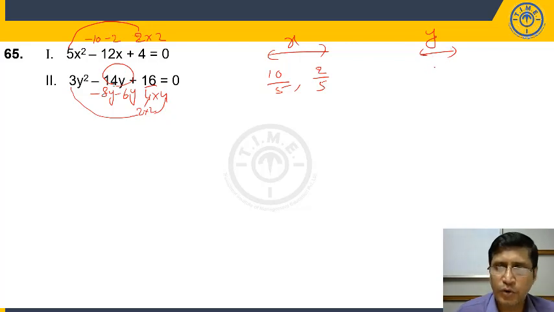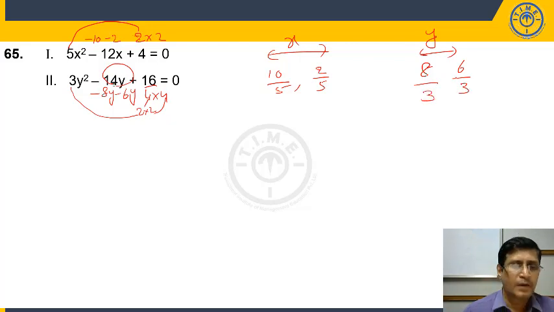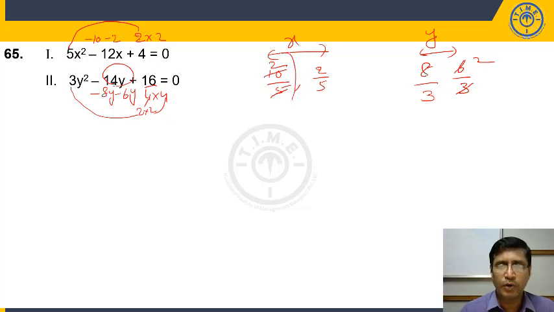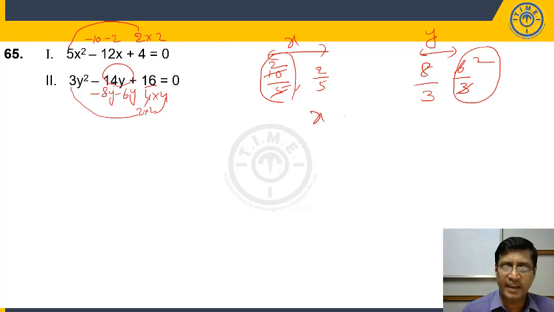So what are the roots? Positive 8 and positive 6 by the coefficient of y square. So y square is 3. Now simplify. Now what is the cancellation? It was exactly 2 times and it is also 2 times. The value of x and the value of y both are the same, means x is equal to y.